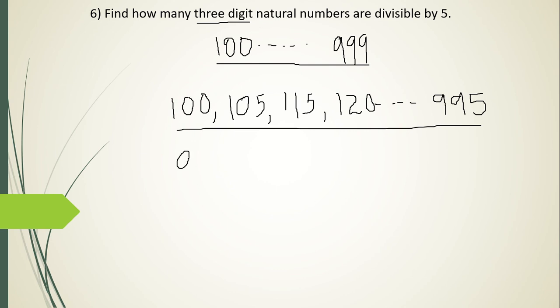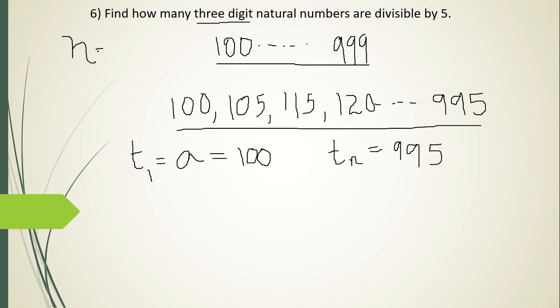So here T1 or A will be 100, and the last term T of N is 995. What is its position? 995 is which term, the 100th, the 120th? That we don't know, because that N only we have to find, right? How many 3-digit numbers are there? So that is the N part, right? We are trying to find N here.